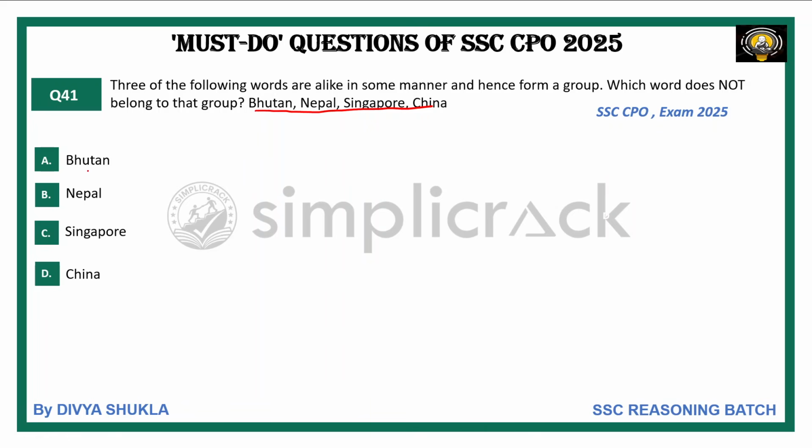Now what's the logic and why is Singapore the odd one out? Because Bhutan, Nepal and China share a boundary with India, whereas Singapore does not share a boundary with India. So that is why this is the odd one out. I hope this is clear. Let's see the next question now.